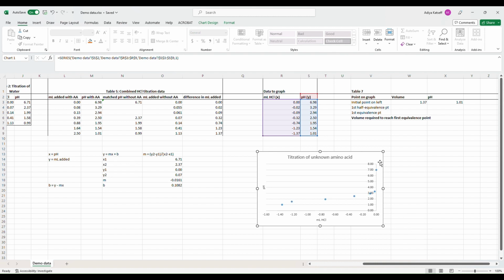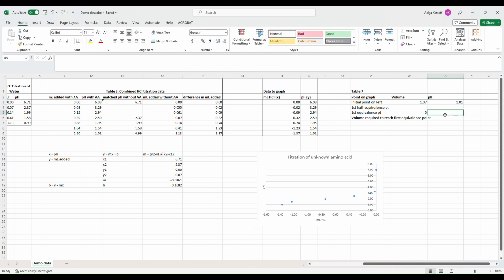But for now, you can imagine that this is where your graph is at its most steep, and that's at your 0 point. So that's your 0, and your pH there was 6.98. So our first half equivalence point is halfway between those two volumes, right?